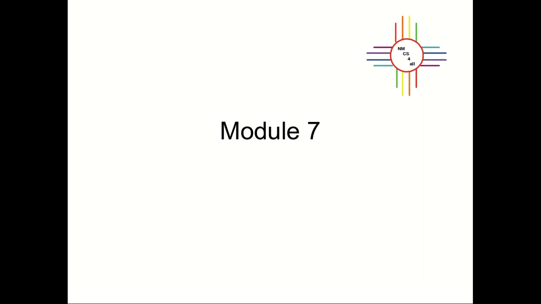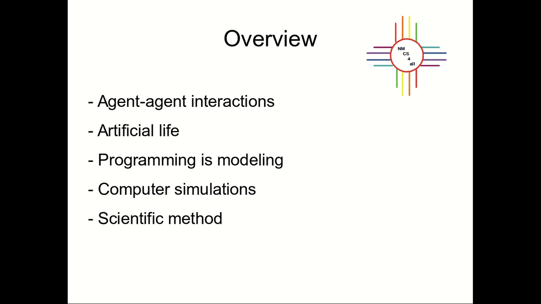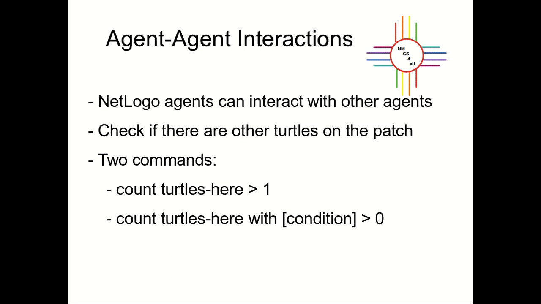This presentation focuses on the concepts covered in Module 7. We will discuss agent-agent interactions, artificial life, how programming can be used for modeling, simulations, and finally the scientific method. First, let's talk about agent-agent interactions.